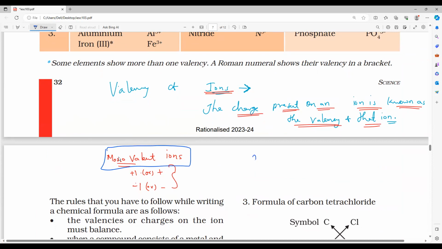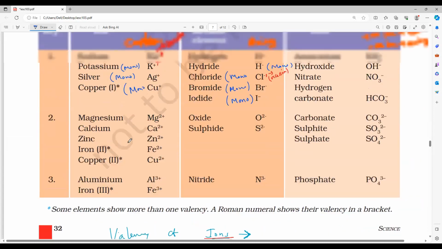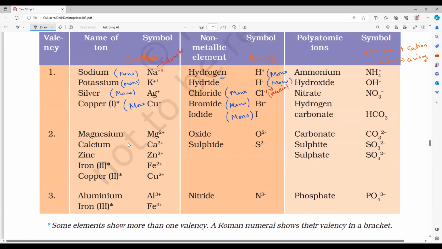Next, those that are donating 2, or accepting or receiving 2. Is that positive or negative? Negative. So we used to call it what? Divalent ions. Divalent. What is the example of divalent ions? This is di. Magnesium, this is di, and di.